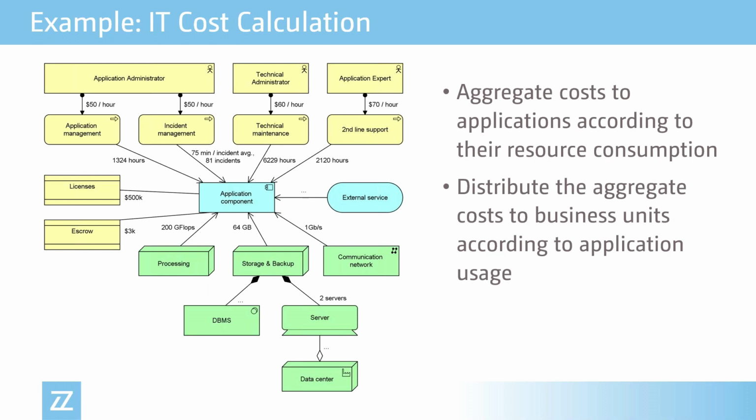And then in the same model, not shown in this picture, you could also look at who is using these applications, with what intensity, and then distribute the cost again to, say, your business units. So you have a cost calculation model based on the structure of the architecture model, plus the data you get from, well, things like incident management systems. How often do we need to do something with this application?